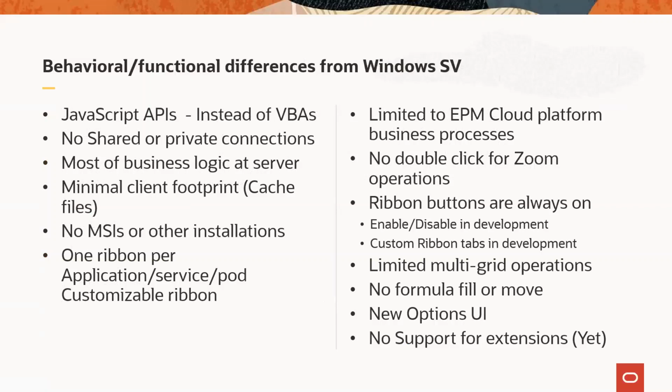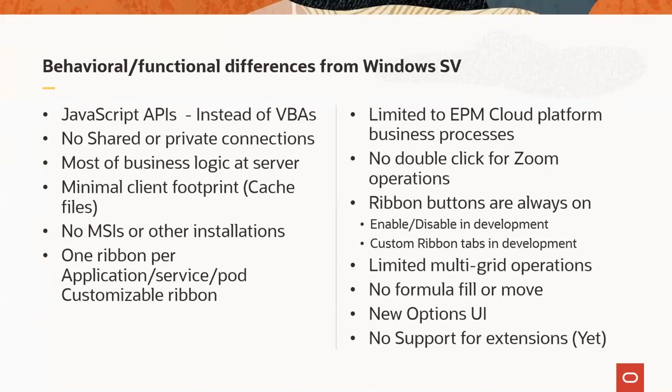A couple of things here, some of the behavioral differences. Obviously, you don't have VBA on non-Windows platforms, so just be aware. You can use JavaScript APIs, other things. You don't really have the shared or private connections. A connection is defined basically with the manifest file that you're doing there. But most of that business logic, most of those feature executions are defined at the server side. So the client footprint is very minimal, doesn't require admin and all those other things. You have a centralized deployment model, so you don't deal with MSI and silent installs and all those other things.